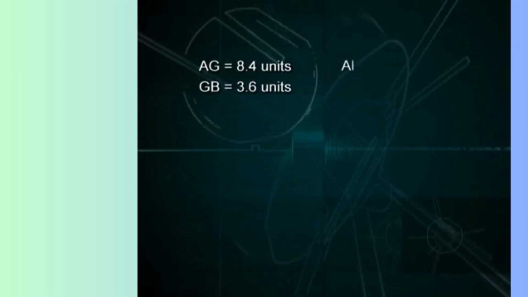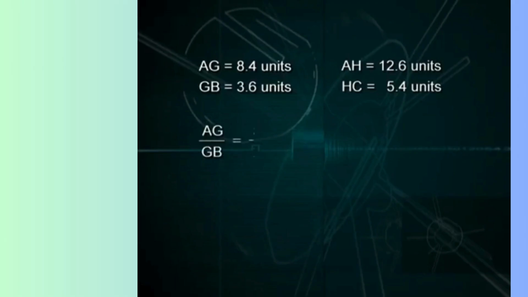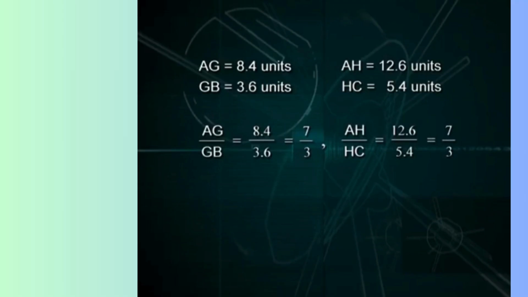Similarly, AH is coming out to be 12.6 units and HC is 5.4 units. Again, by mathematical manipulation, we can see that AG by GB is 8.4 upon 3.6, which is coming out to be 7 by 3, and AH by HC is 12.6 upon 5.4, which is again coming out to be 7 by 3, which shows that the other two sides are divided in the same ratio.